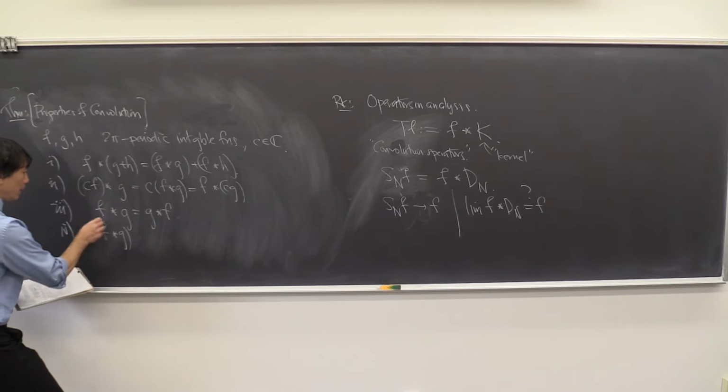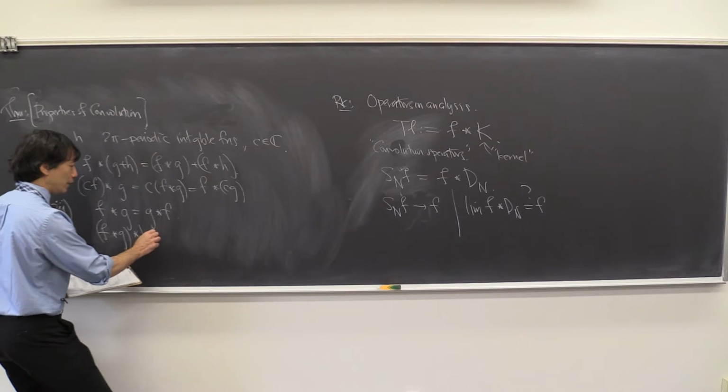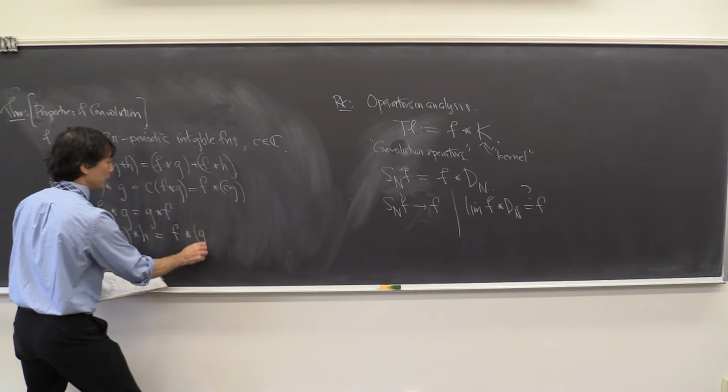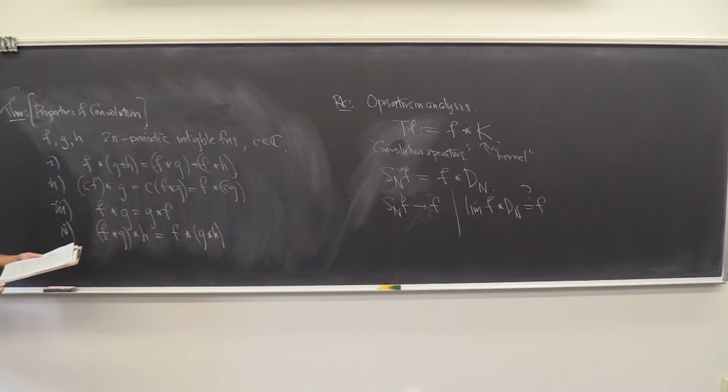It's also an easy calculation to see that F convolved with G convolved with H is equal to F convolved with G convolved with H. That convolution is associative. Okay. So basically, convolution does what you would want a multiplication to do.